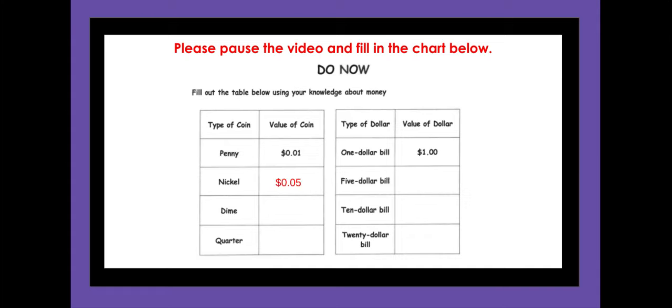You should have had this for a nickel, it's 5 cents. A dime is worth 10 cents, which is written like that. A quarter is written as that because it's 25 cents. A $5 bill is written like that for $5. Then a $10 bill is written like that. And then a $20 bill is written like that. If you didn't get these, please pause the video, erase and correct your work so we can get moving.